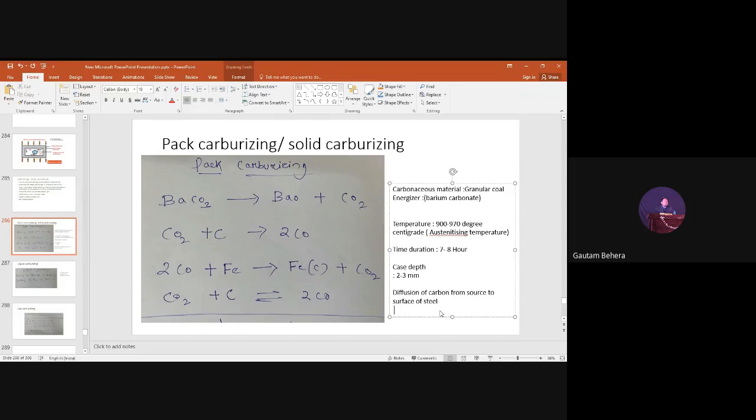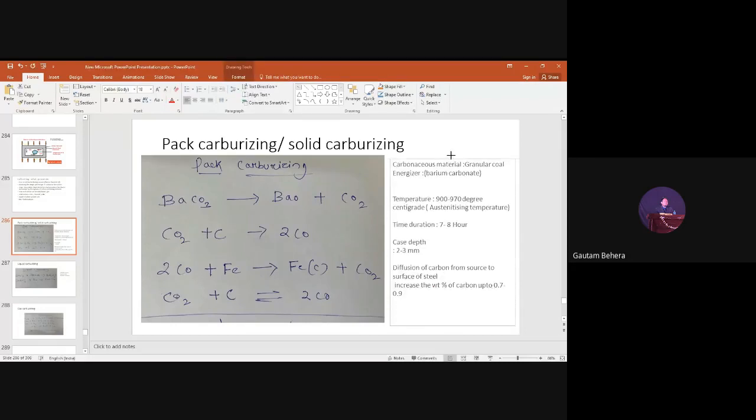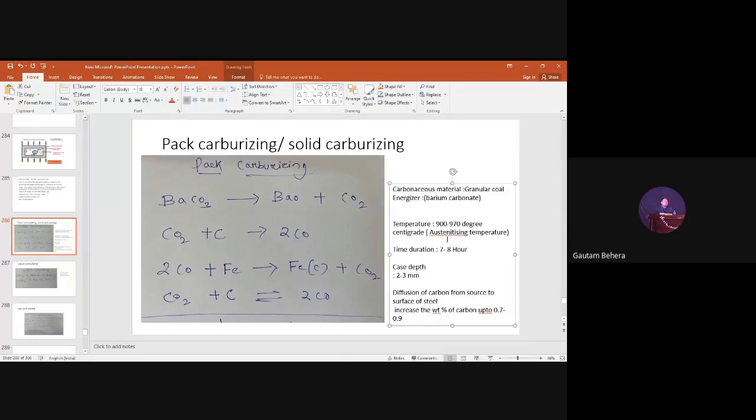So we can increase the weight percentage of carbon up to 0.7 to 0.9%. That means, suppose the starting carbon at the surface is 0.25, we are increasing it up to 0.7 to 0.9. And we understand that hardness is directly proportional to the weight percentage of carbon, but up to a certain limit, right?